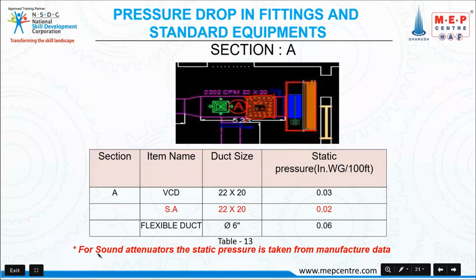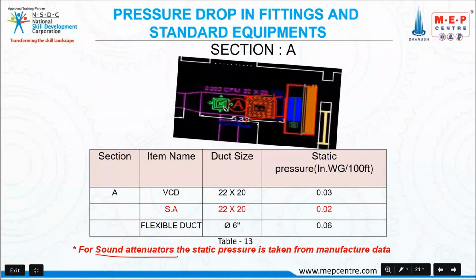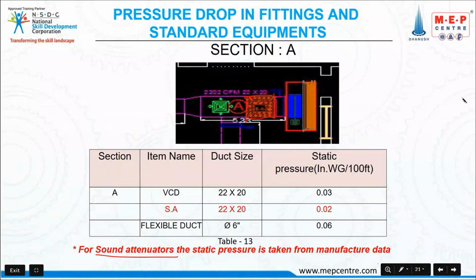So here it is clearly mentioned, if you are using sound attenuators, the static pressure value is taken from the manufacturer's data. You need to ask your manufacturer what static pressure value they have. Most places don't consider the value, which is minimal, but you should know, so I have taken it here. Flexible duct I am taking as 6 inch diameter, because I have a diffuser here, so I am taking the flexible duct value 0.06.